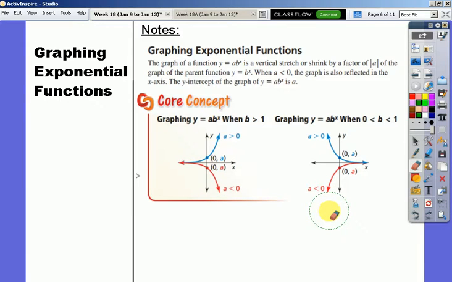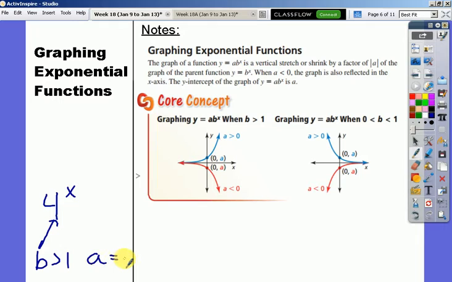It says when b is greater than 1. So, if we have, for example, let's say 4 to the x, okay, that b value is greater than 1. What's my a value, by the way? My a value is 1, right? There's an implied 1 there, because I'm multiplying by 1.